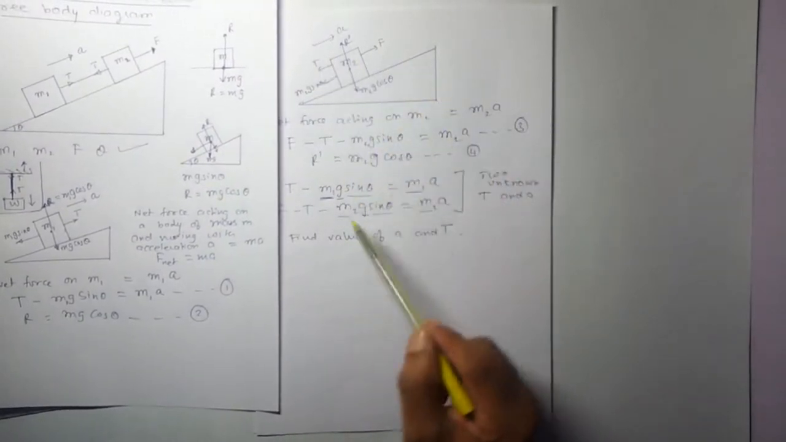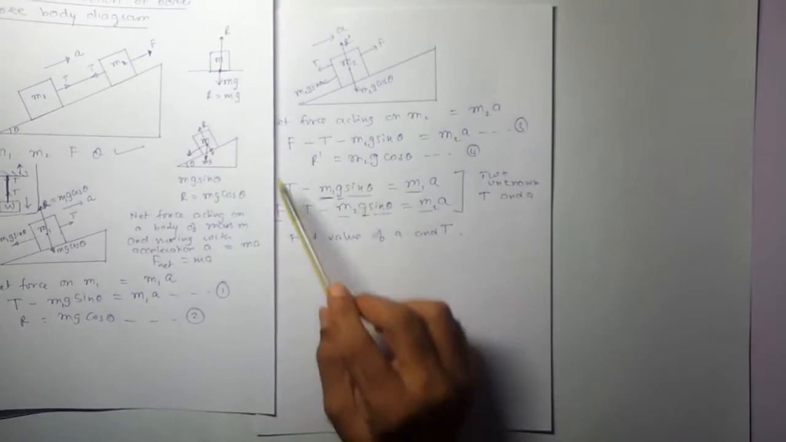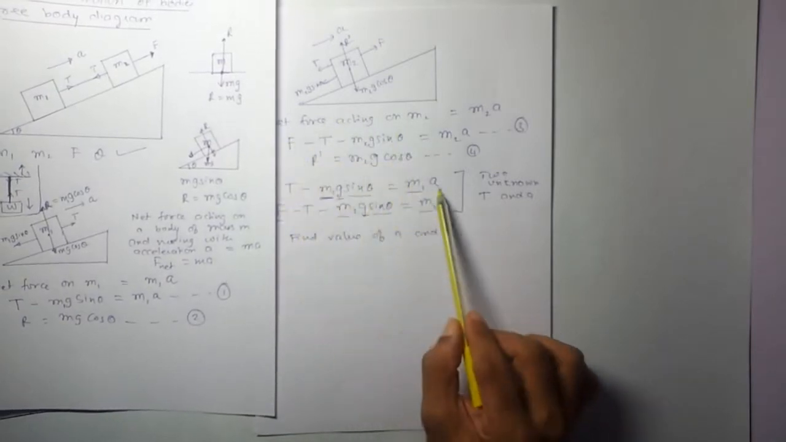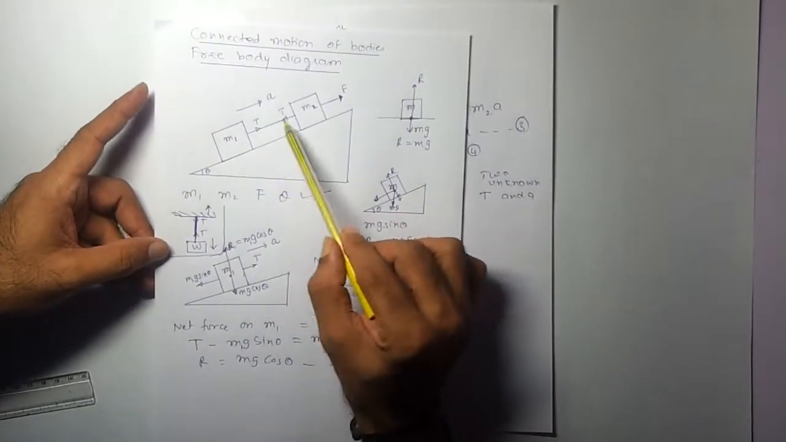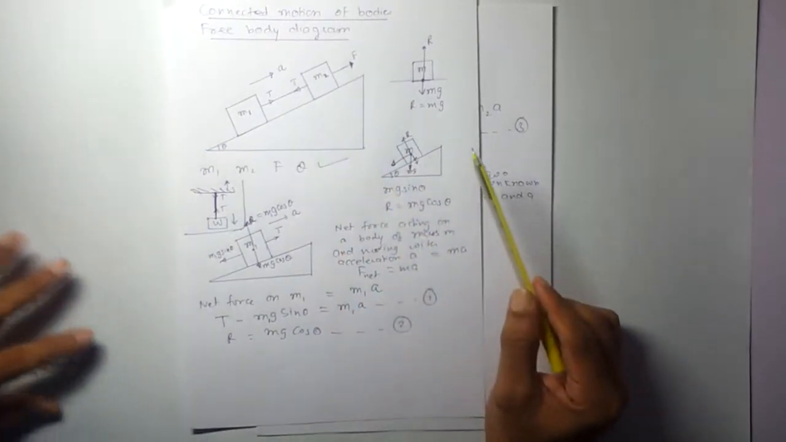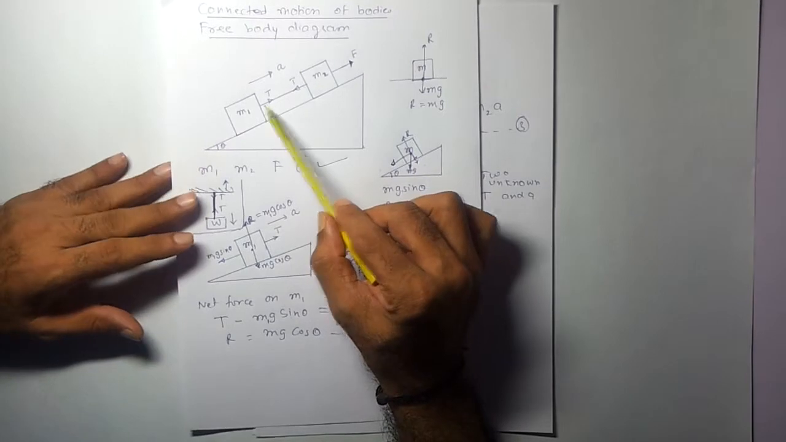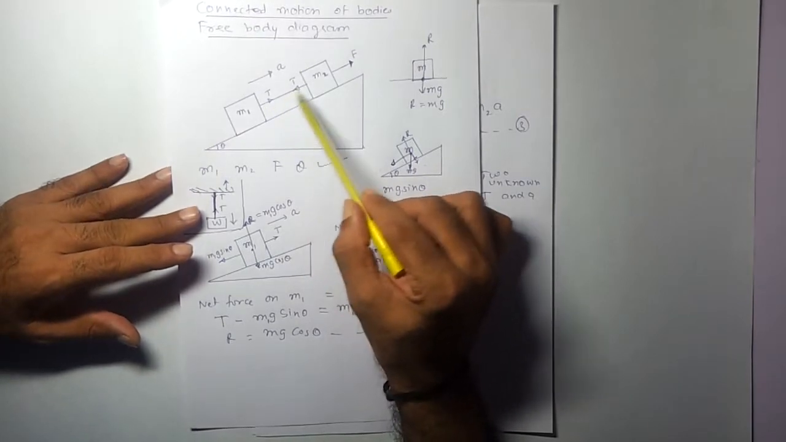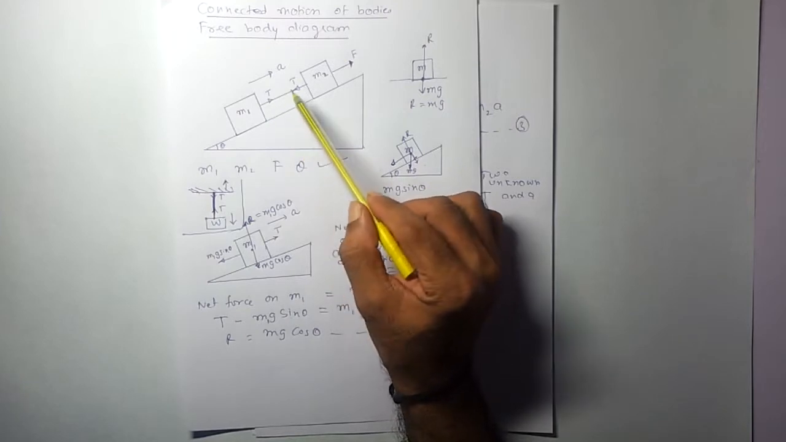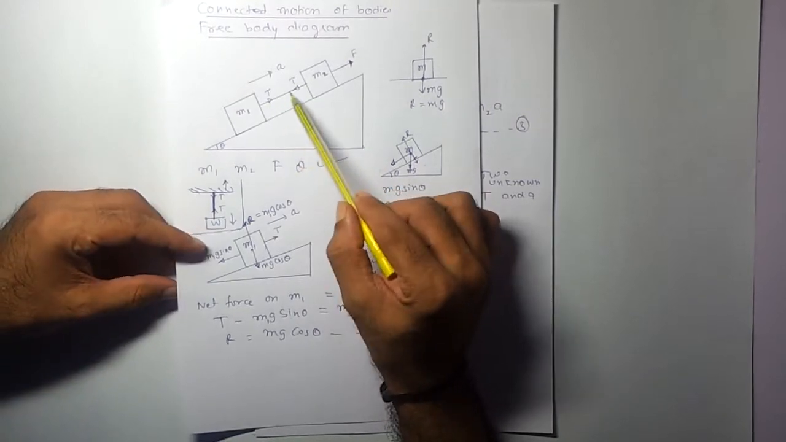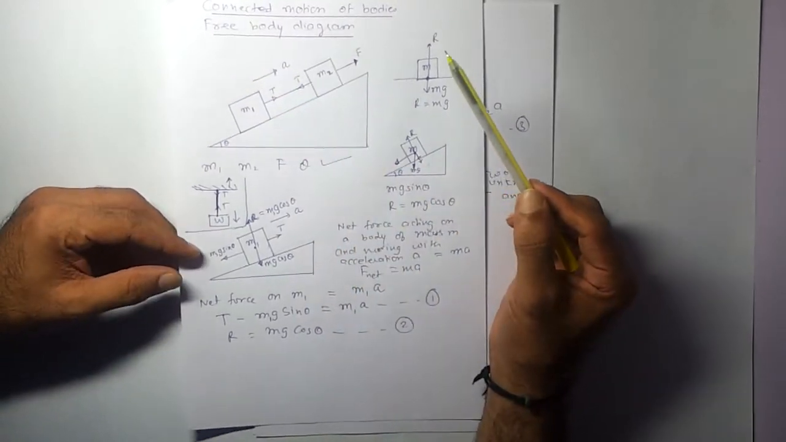I know with what acceleration it is going up. I am also aware of the tension in the string. The knowledge of tension in the string is required so that you are able to design this string. Depending upon the expected tension in the string, you can design the material and the wire of this particular string. So we need to know the value of T and the acceleration a.